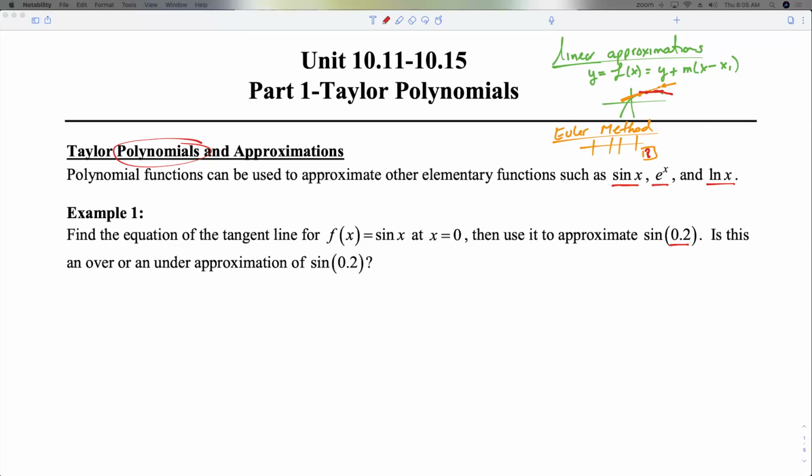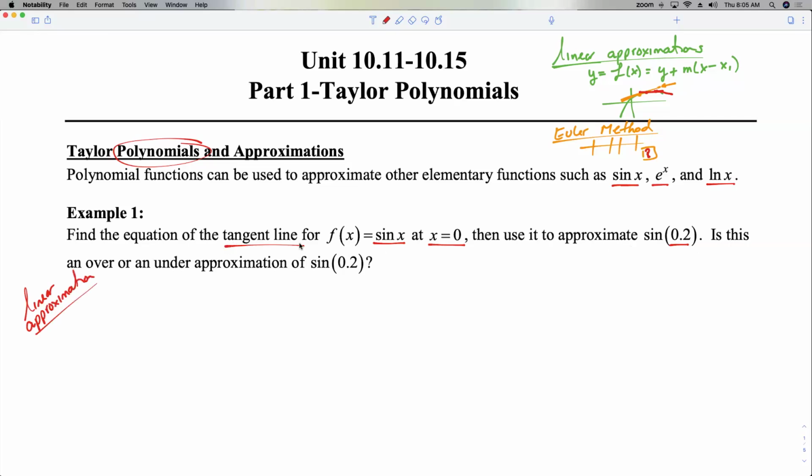We'll talk about how that graph looks in a second. So example 1: find the equation of the tangent line for f of x equals sine of x at x equals 0. Then use it to approximate sine of 0.2. So we're going to go back to the basics. This was our linear approximation from way back when.